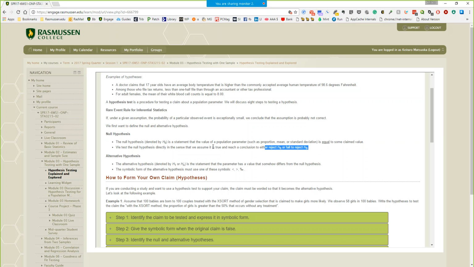The alternative hypothesis is obviously alternative to the null hypothesis, and it's somehow different from the null hypothesis. The key thing about the alternative hypothesis is that it has a symbol less than, greater than, oh, that's a typo in there, it's a not equal to. So if you see less than, greater than, or not equal to, that's the alternative hypothesis.